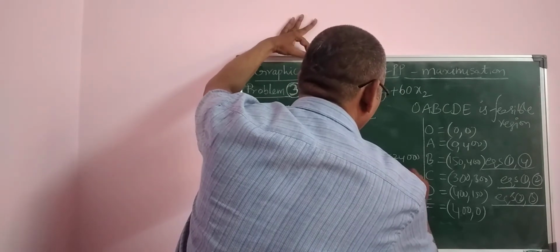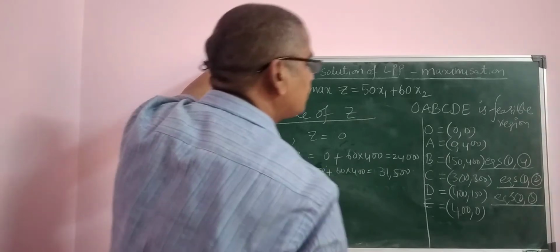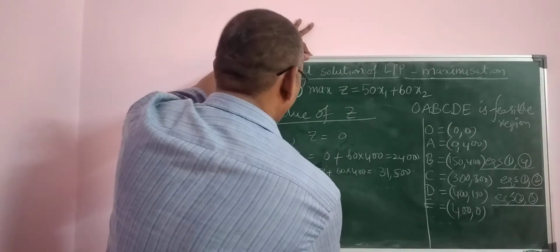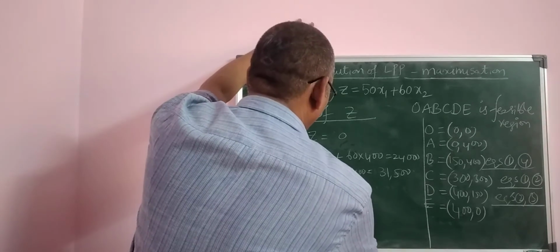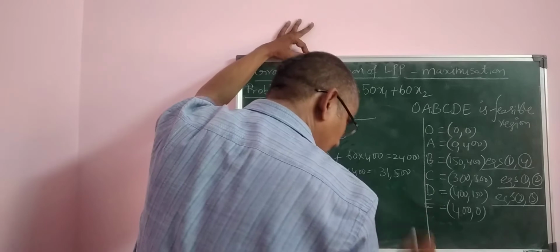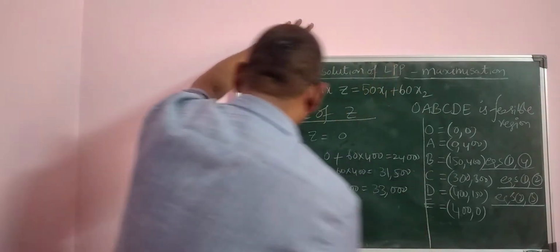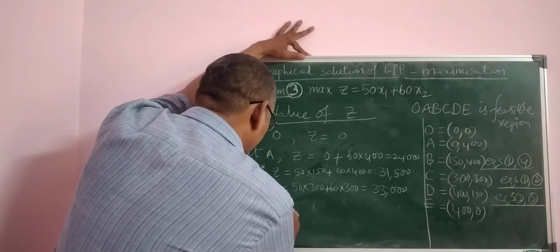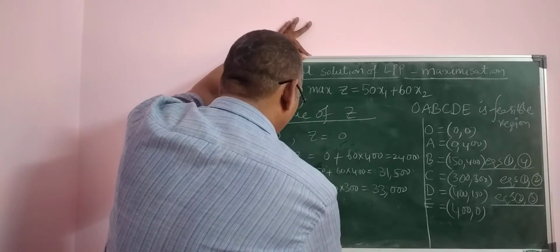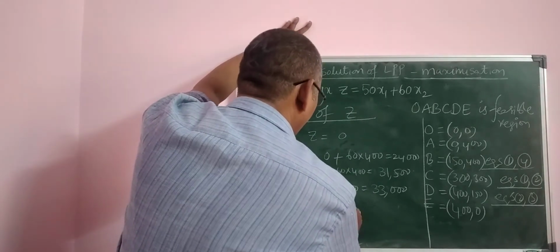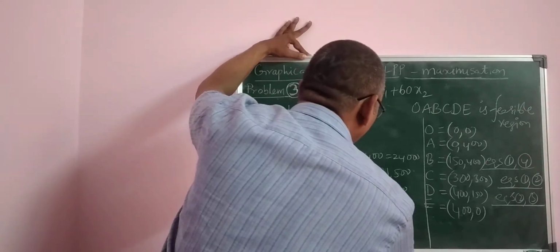The value is 31,500. And at C, z is 50 multiplied by 300 plus 60 multiplied by 300. The value is 33,000 rupees. And at D, 400, 150, z is 50 multiplied by 400 plus 60 multiplied by 150. The value is 29,000.